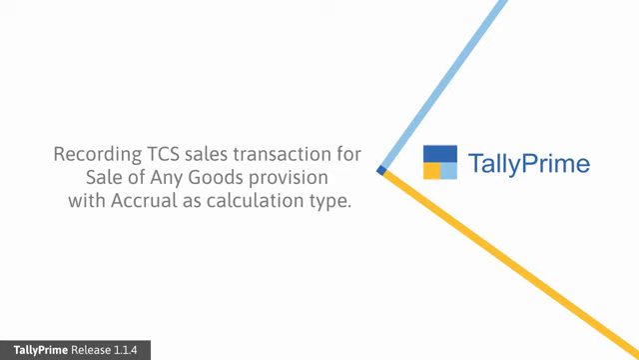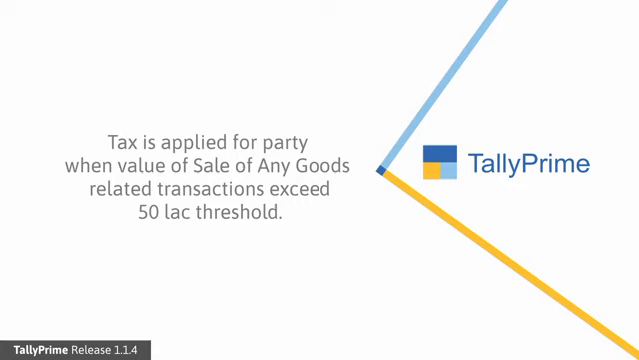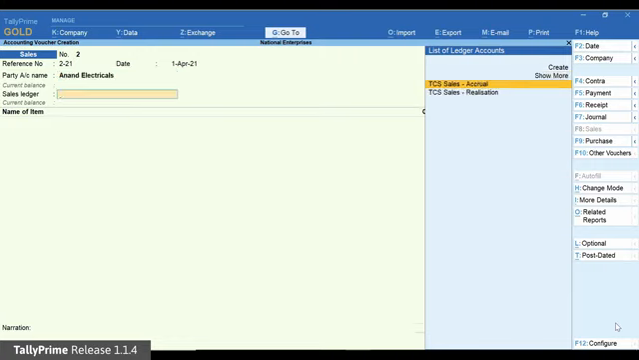Now, let us see how TCS is calculated for a sale of any goods accrual nature. In case of accrual nature, tax will be calculated either in the TCS sales or advance receipt transaction. This happens when the value of transactions related to the party for sale of any goods provision exceeds 50 lakhs in the current financial year and only on the value above threshold limit. In the TCS sales invoice, select TCS party. Select the TCS sales ledger where accrual nature of goods is selected.